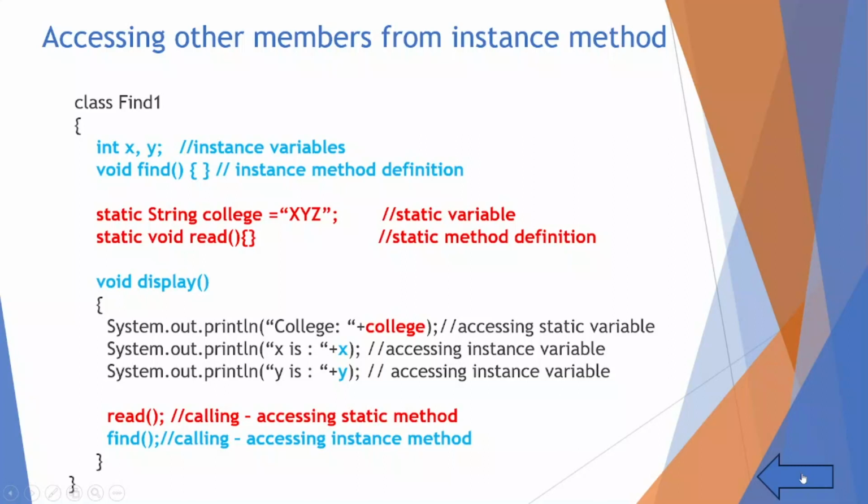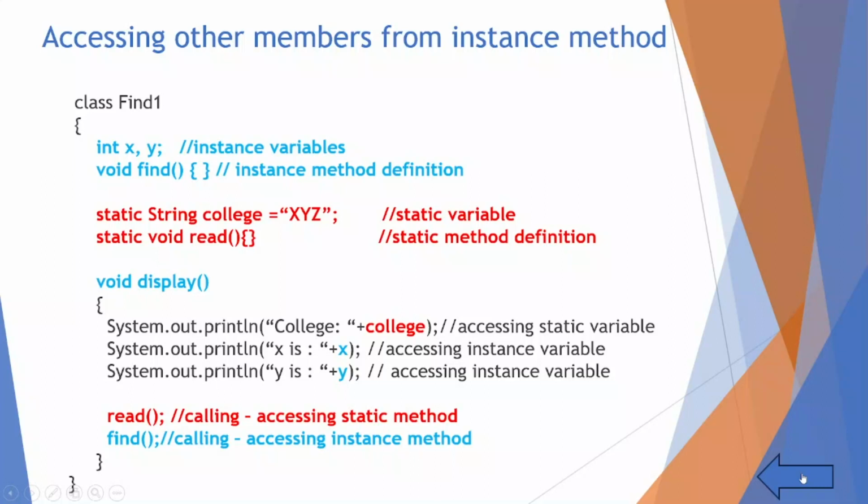We are trying to display System.out.println. College is a static variable, accessing it, no problems. Then the second and third statements in display access x and y, instance variables, no problems. Calling or accessing a static method, how do we call them? Just with the name.